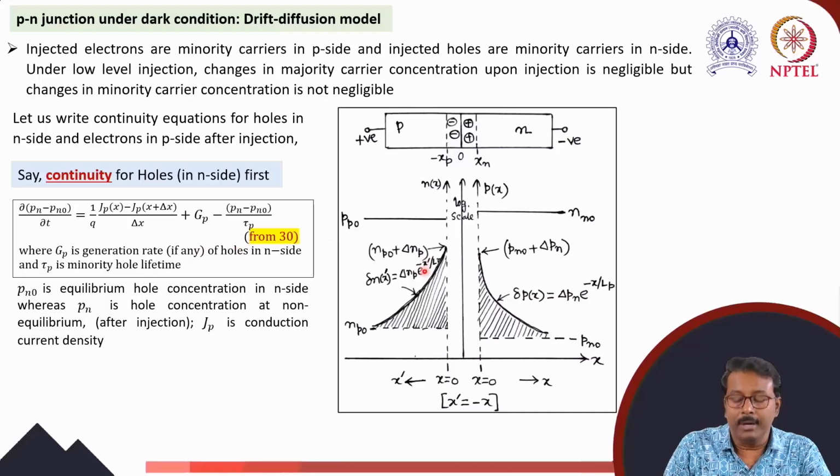Again, if we refer to the same figure, due to the presence of a concentration gradient of excess minority holes in N side and excess minority electrons in P side, these excess minority holes in N side will start diffusing from left to right. So these holes will diffuse from left to right due to the concentration gradient.